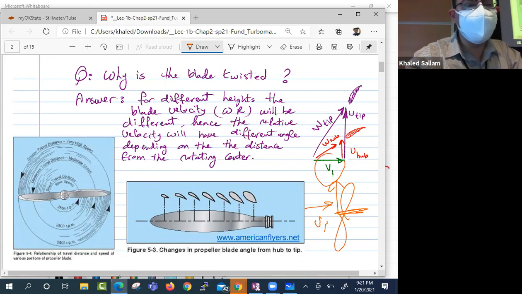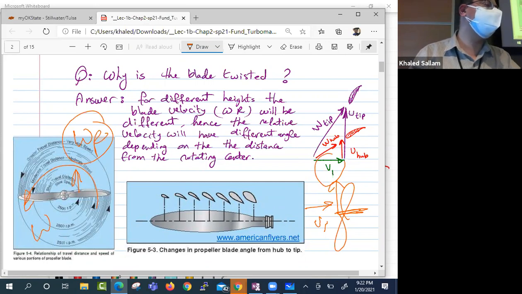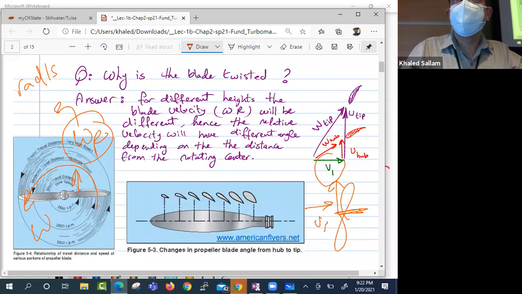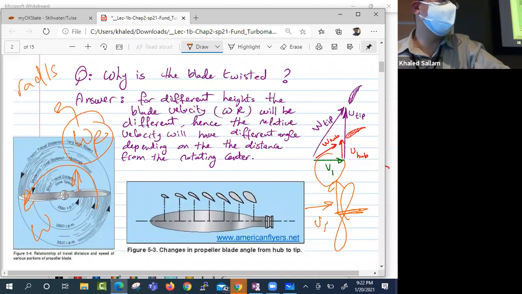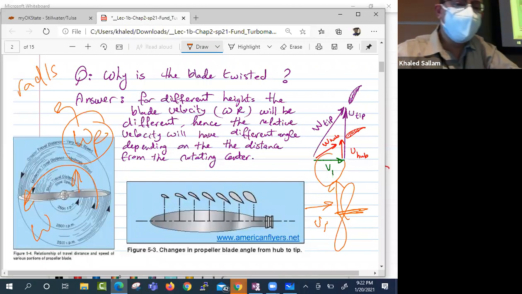How much is the velocity? Omega r. Where omega is how many revolutions per second? Wait, it's actually SI. What's the unit that we should use for omega? Radian per second. That's the right unit to use. But what do you think the problem statement will tell you, or the manufacturer will tell you? RPM, rounds per minute.